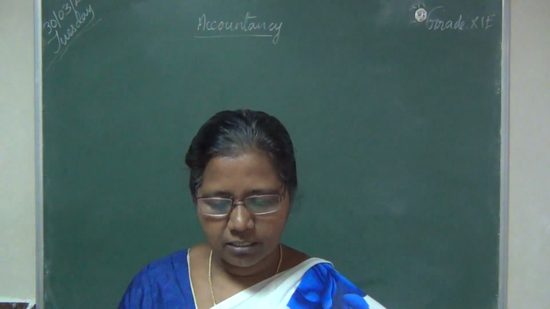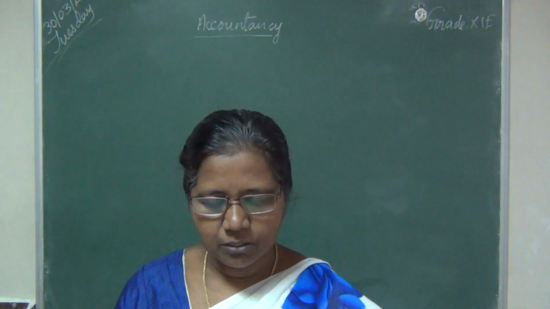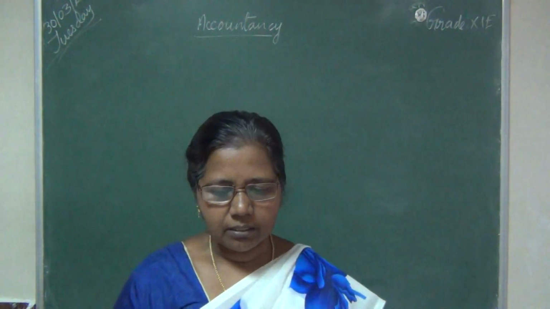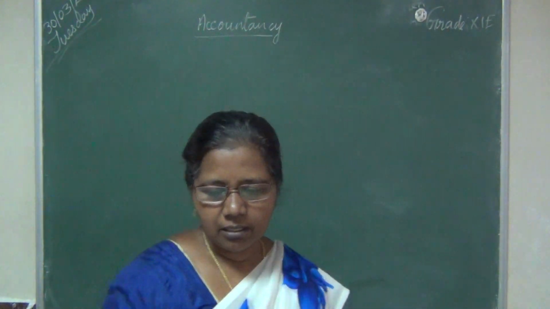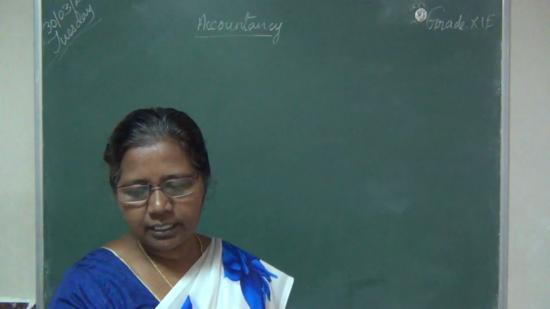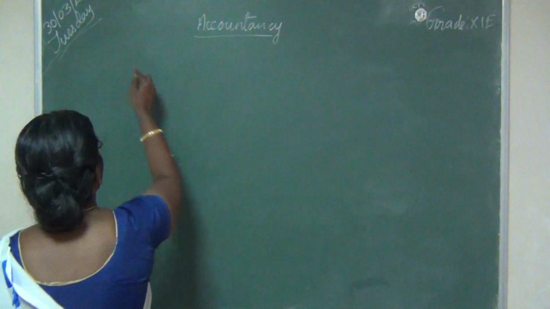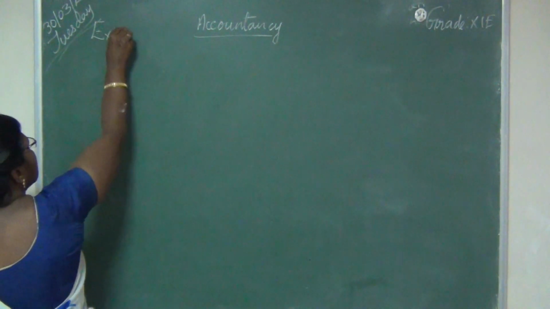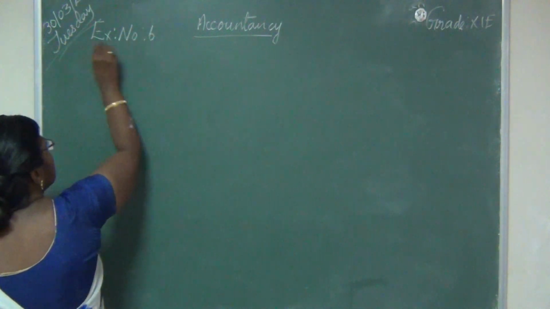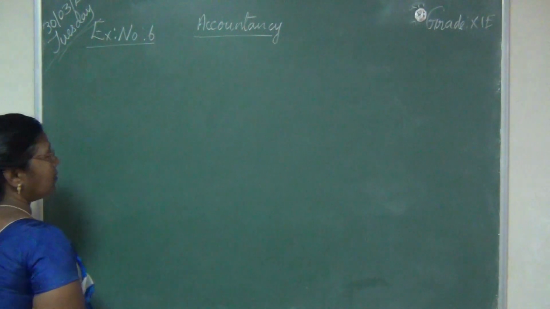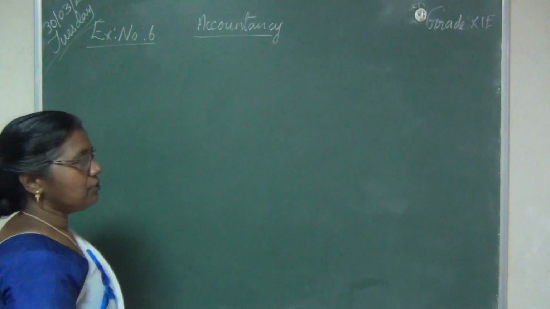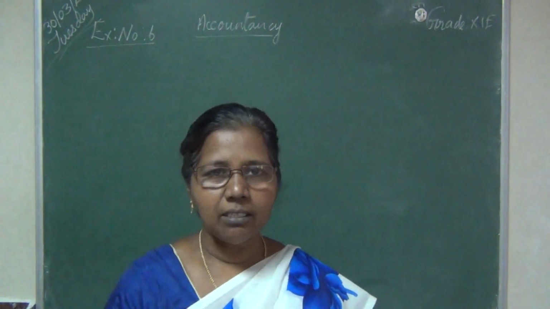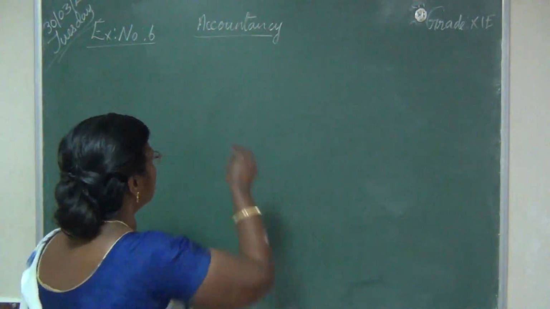Yesterday I started this one, but I was unable to complete it. So we will do this one today. Now let me start that one first. First we have to write the exercise number. Exercise number 6, and you write the page number also. Now you have to take both the pages and write in the books of John.